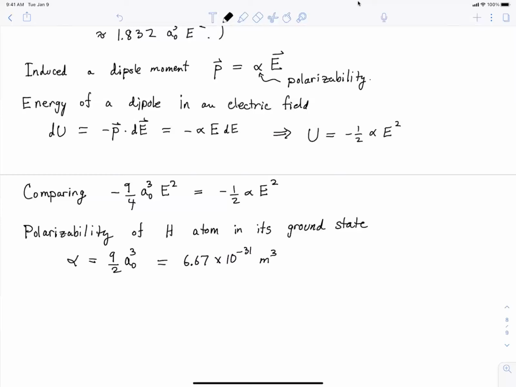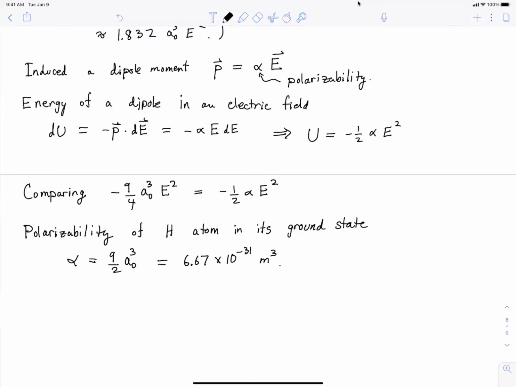And now you can go get yourself a big bottle of hydrogen gas and put it in an electric field and measure the polarizability. And it turns out this works extremely well. So this is a very good approximation. And you could say, why wouldn't this work? There are 2 obvious reasons. One is because not all of your hydrogen atoms will actually be in the ground state. You have a big bottle of hydrogen gas. Some of them will be in an excited state.